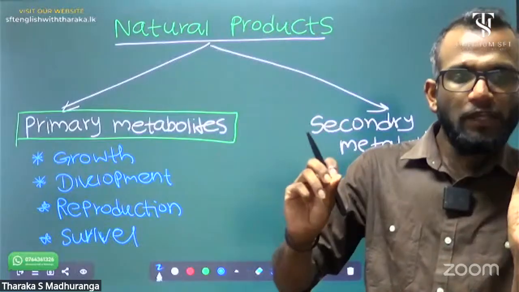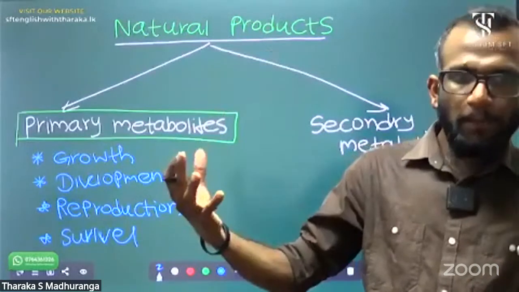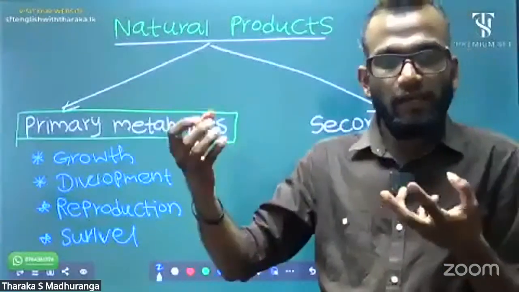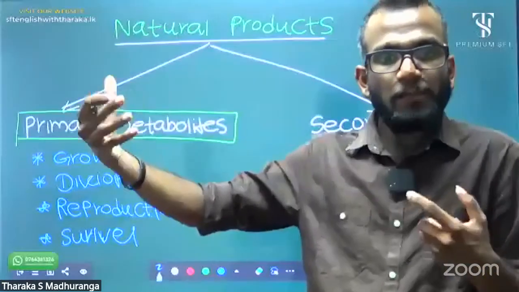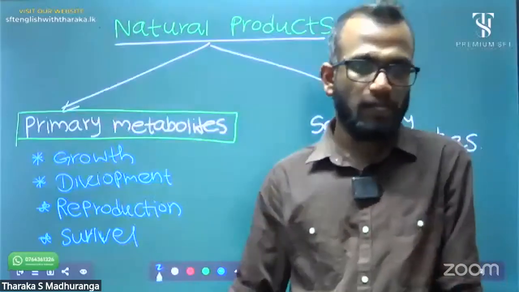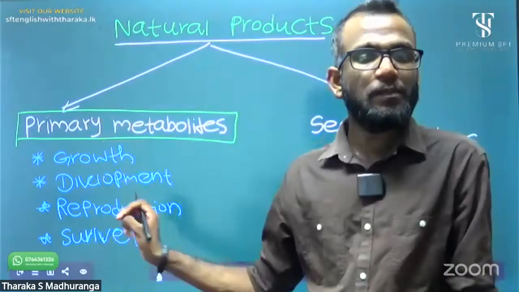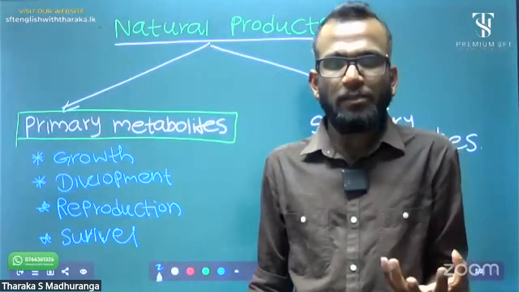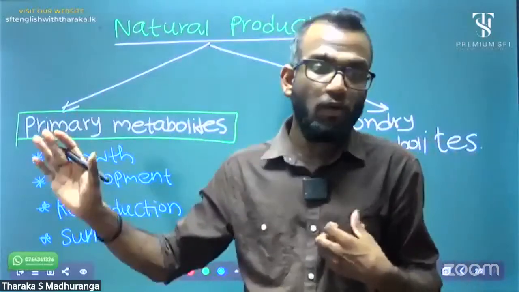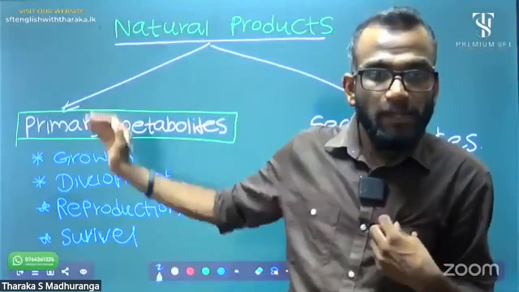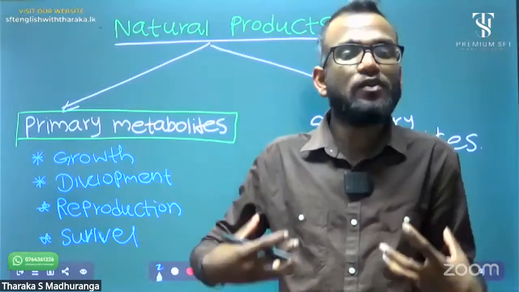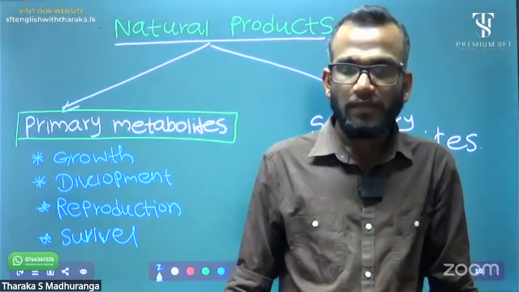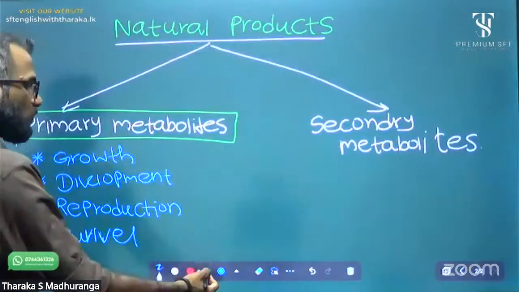What is the meaning of primary metabolites? Primary metabolites are organic compounds directly involved in growth, development, reproduction, and survival. An organism can grow, develop, mature, reproduce, increase its population, and survive, where survival means managing environmental conditions. Without primary metabolites, any organism, animal, plant or microorganism, cannot complete any of these. We can't grow, develop, mature, reproduce, or adapt to environmental conditions. We can't fulfill any requirement.